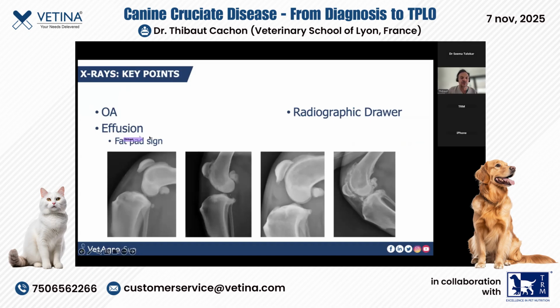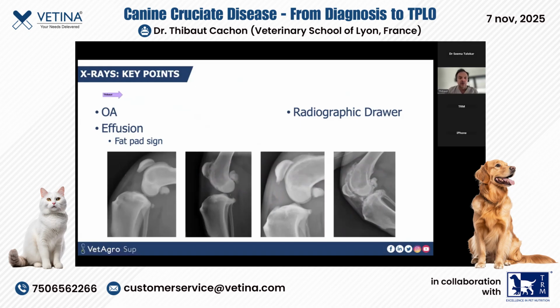So I think that the key point for the X-ray would be secondary signs. Think about osteoarthritis. Think about effusion with the fat pad sign, and you can see that all those joints get cruciate disease. Low osteoarthritis but huge effusion in this one. In the other, there is more osteoarthritis, but there's still some effusion. In this stifle also, there is little osteoarthritis but a huge effusion. And in this stifle, we get low effusion, but a huge osteoarthritis. And in some cases, you will also get a radiographic drawer.